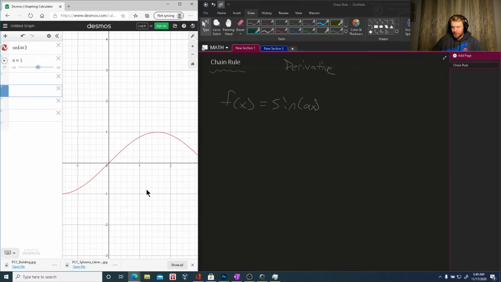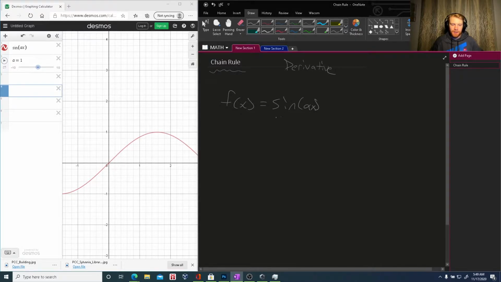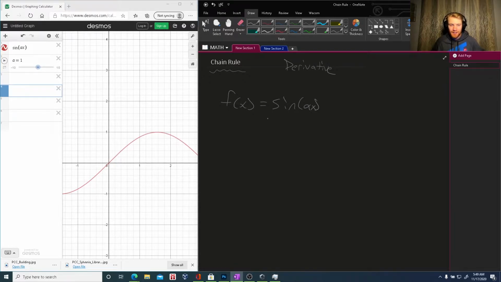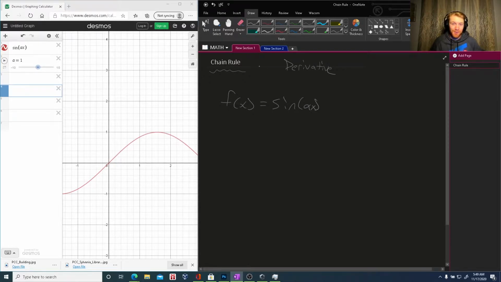Really quick, I'll make this a 3-minute video using the chain rule to find the derivative of the function sine ax. And a is just a coefficient. You could put any number there, and this is going to work the same way. Whether it's 0, 1, 2, 3, it doesn't matter. It's going to work the same way. Don't let the a throw you off.